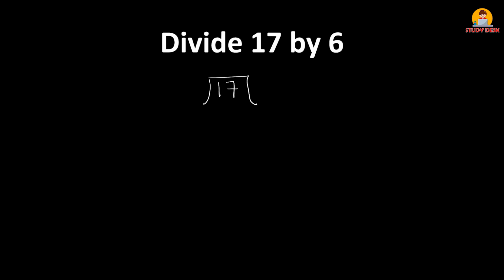Here 17 is my dividend, 6 is the divisor. So 6 into 2, we are going to get 12, a multiple of 6 which is lesser than 17. So we are going to get the remainder as 5.